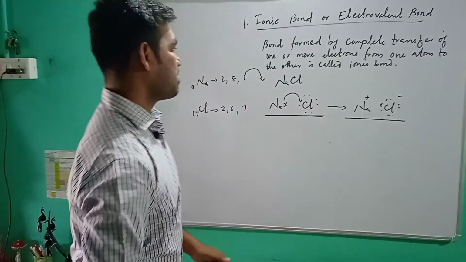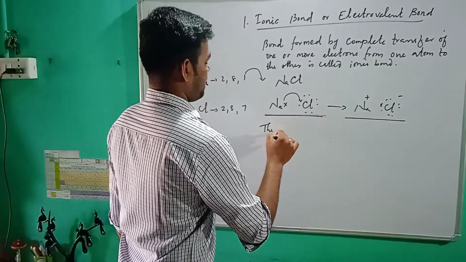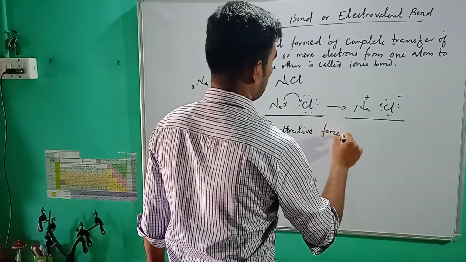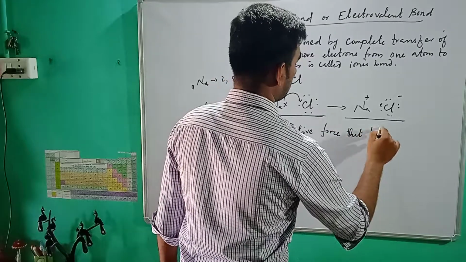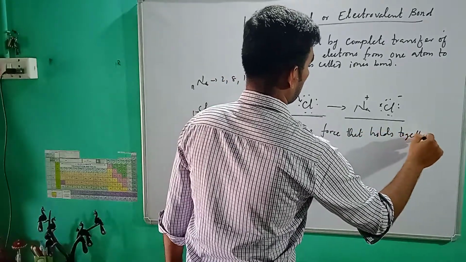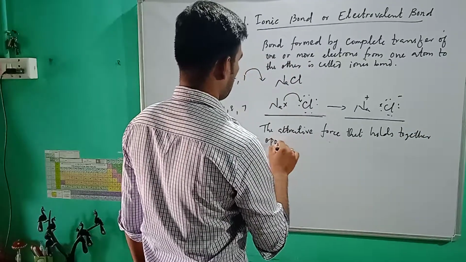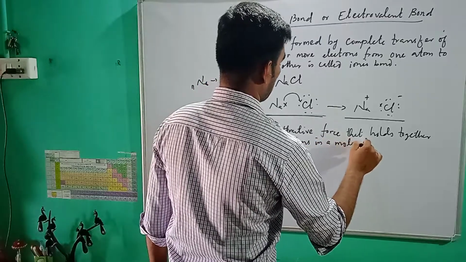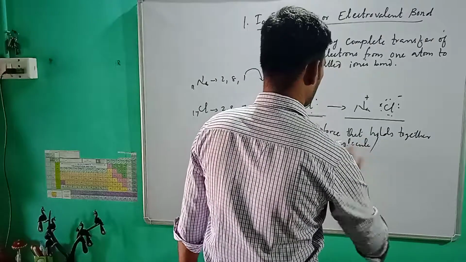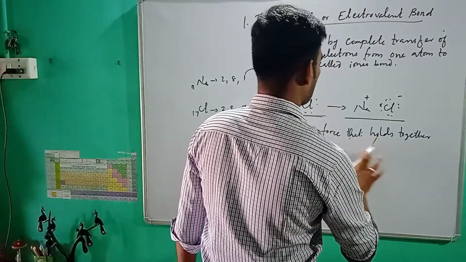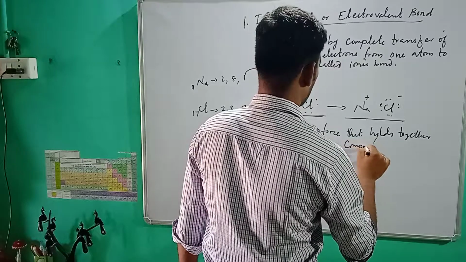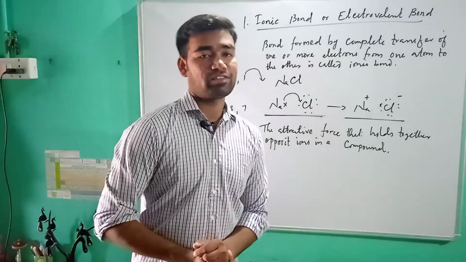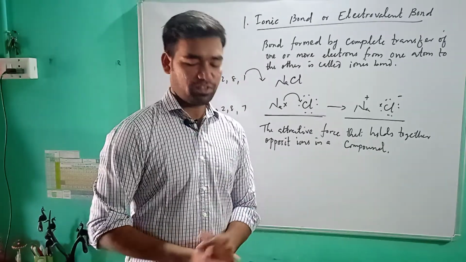So we can define ionic bond as the attractive force that holds together opposite ions in a compound. Not molecule, it will be much more convenient to say in a compound. Attractive force that holds together opposite ions in a compound. That is how an ionic bond is formed.